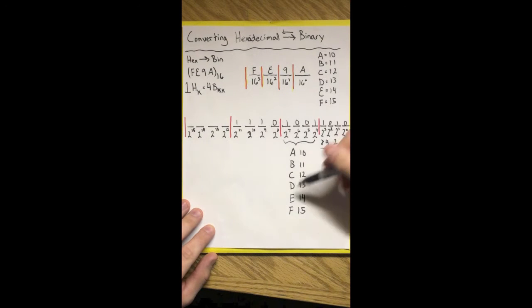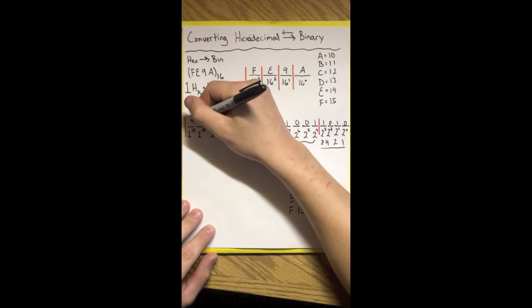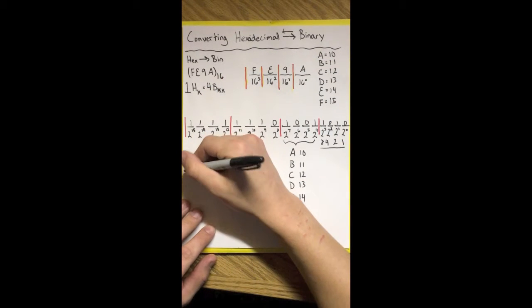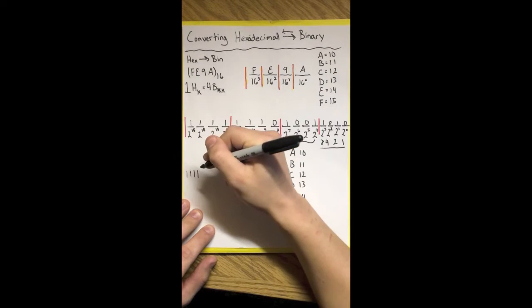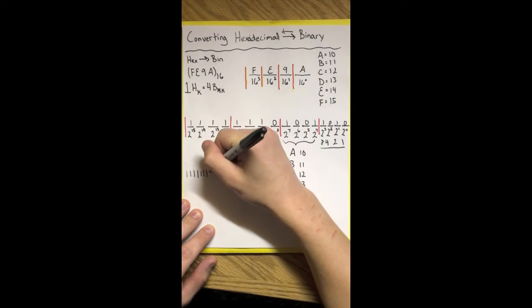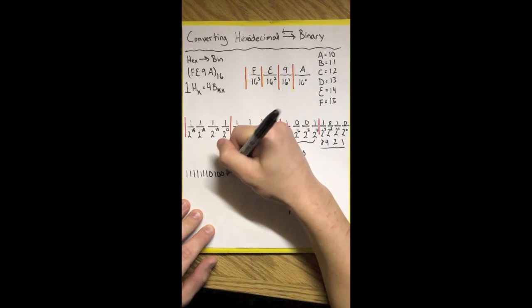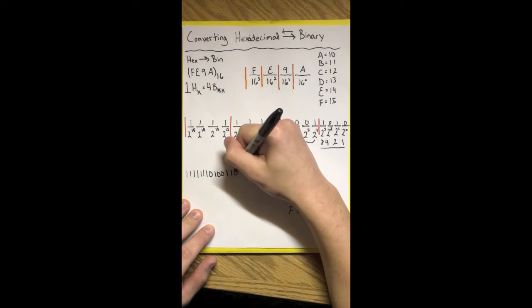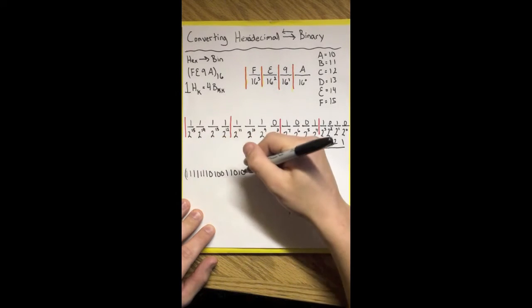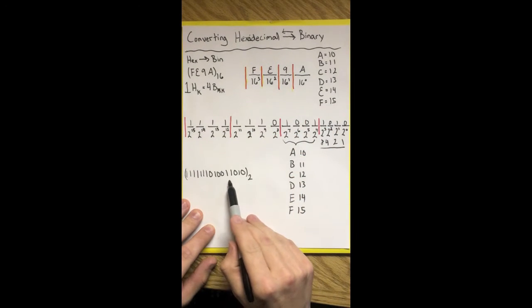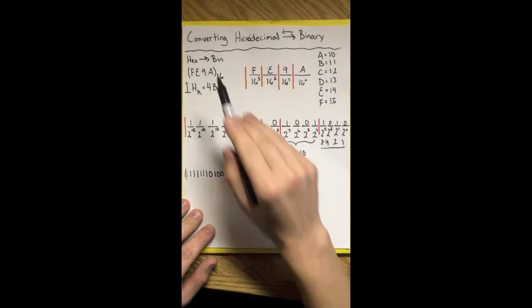F is 15, represented in binary is 1, 1, 1, 1. So 1, 1, 1, 1, 1, 1, 1, 0, 1, 0, 0, 1, 1, 0, 1, 0. That is this number in binary.